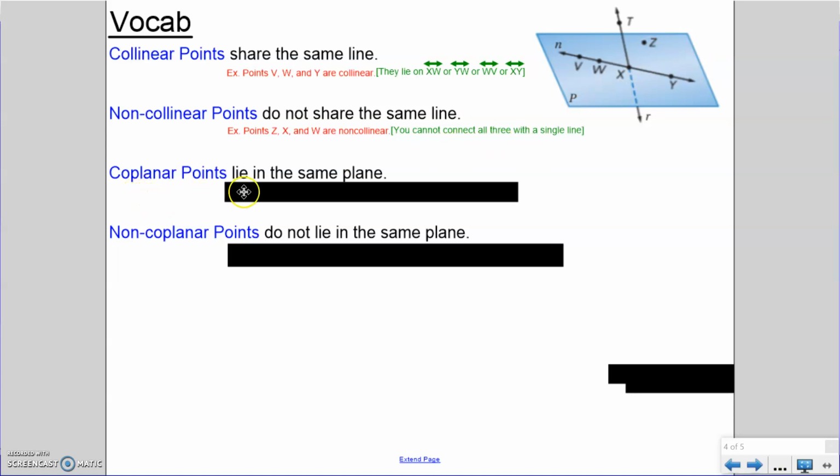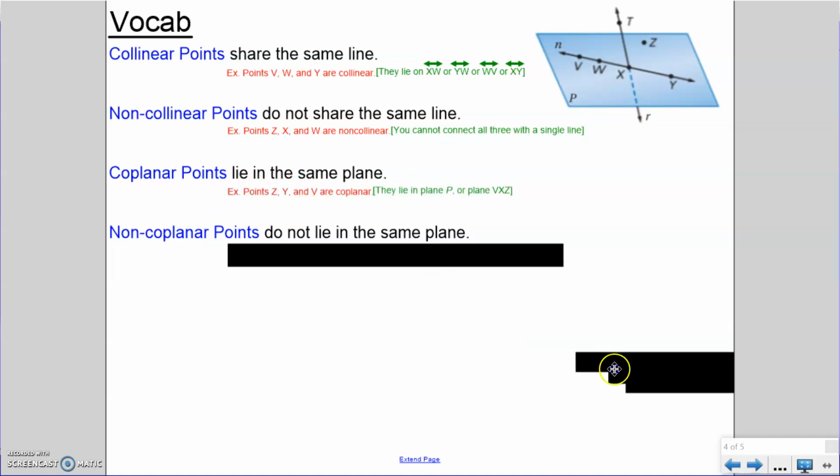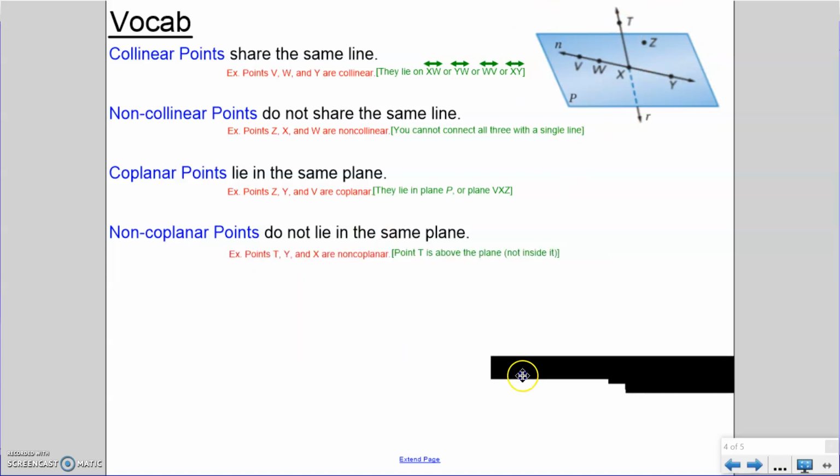Coplanar points are points that lie on the same plane. Right here we see plane P. You can say Z, Y, and V. Z, Y, V are all coplanar. They're all on this flat surface P. And of course we have non-coplanar, and those points do not lie on the same plane. So if you look at the picture, the only thing that's not on plane P seems to be point T. So I'd say point T and any other two are non-coplanar because point T is above the plane, not inside it.